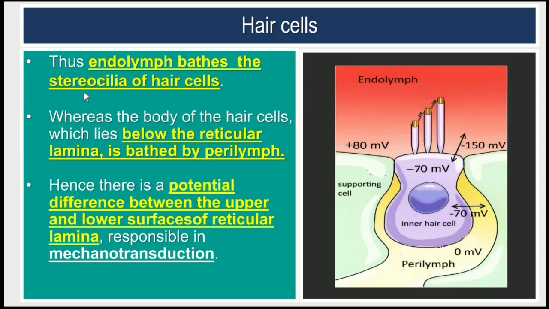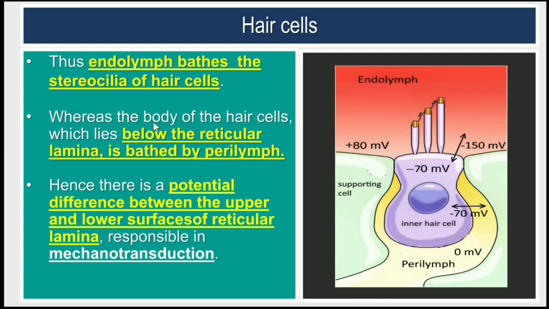Now, the endolymph bathes the stereocilia of the hair cell. You can see here these stereocilia are bathed with endolymph, which fills tube number 2, that is the scala media or cochlear duct. And endolymph is rich in potassium, low in sodium, as I told you in my previous slide.